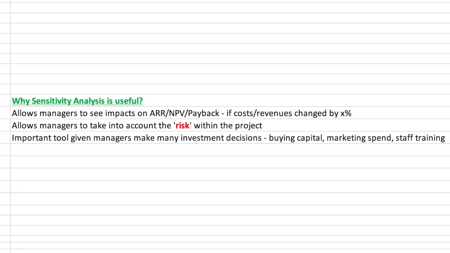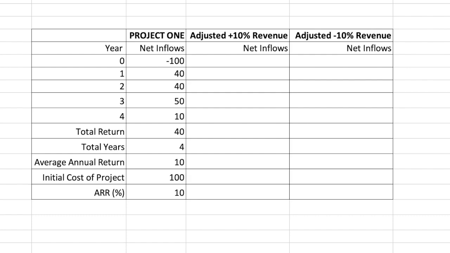Let's now just look at an example. So using the same numbers as I've used for the other ARR video, we've got project 1. And we can see here the net inflows are so forth, and it came to an ARR of 10%. So now what I'm going to look at is how much the ARR will change if revenues were 10% higher, so I put adjusted by 10%, or if revenues were 10% lower, and what would be the final impact on ARR. This is what sensitivity analysis is, what if analysis.